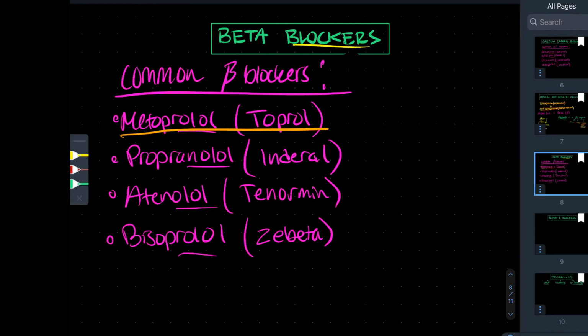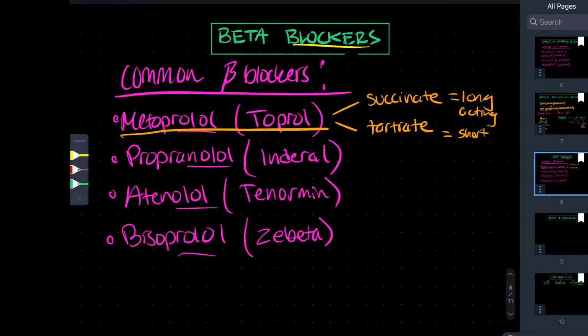So metoprolol has two forms. There is succinate and tartrate. Metoprolol comes in these two different, they're called salt forms because it's the same ingredient but different formulation, and it's very important to know the difference between these because in pharmacy these are one of the most common sources for med errors, metoprolol. So succinate is long acting and tartrate is short acting.